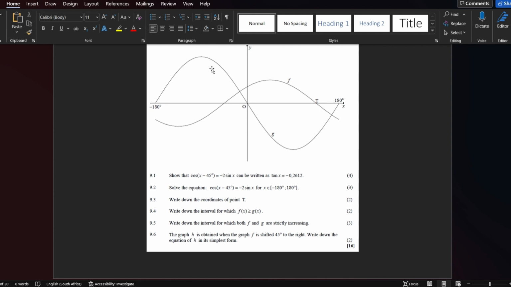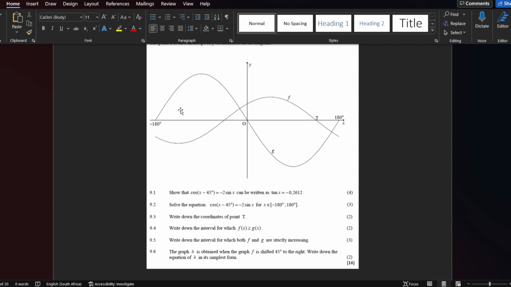The only portion, if we put our ruler, so to speak, and look where both graphs are increasing, is between the turning point of g here and the turning point of f here, because f is increasing there and g increases there until the turning points. So we simply need to determine the x coordinates of the turning points.